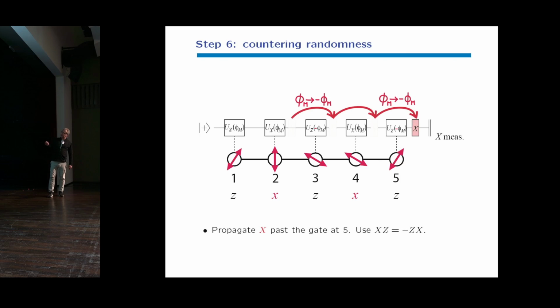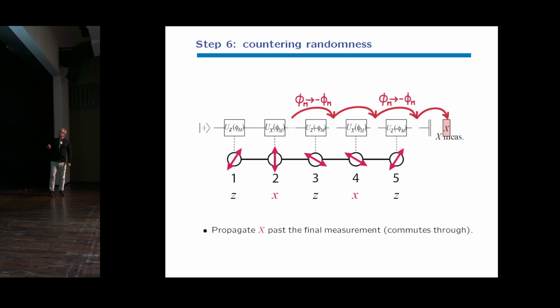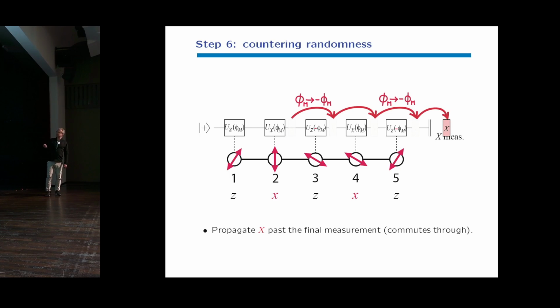We observe the same flip of angle as we had before. Okay, and then it also commutes with the measurement, so no change there. And now it is where we want it. It's past the end of the computation, so we can just remove it.